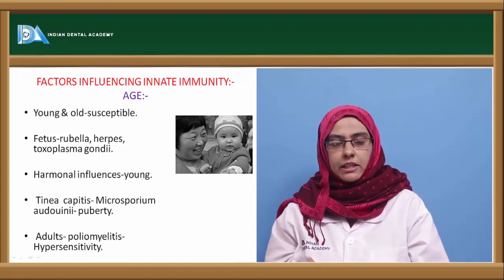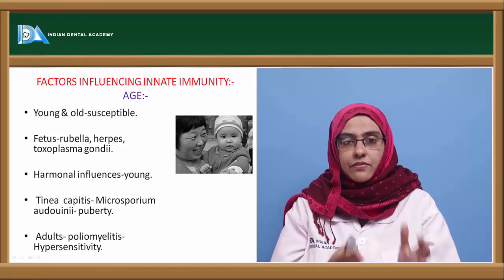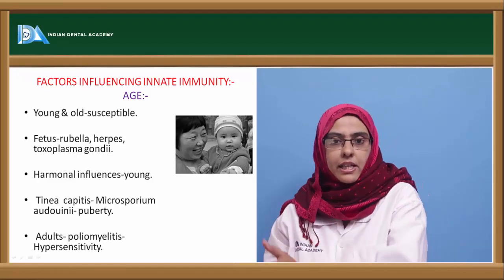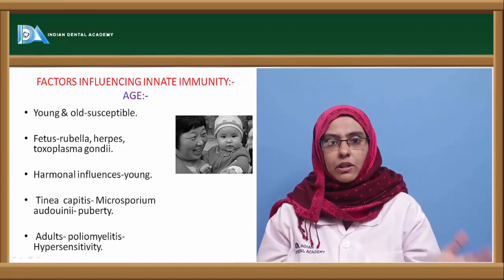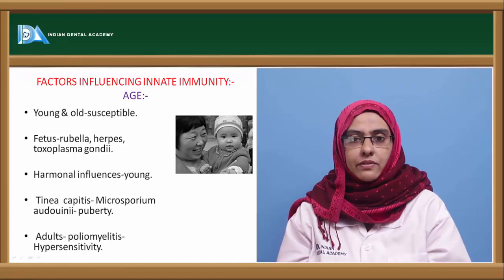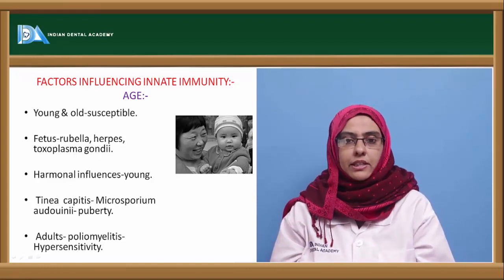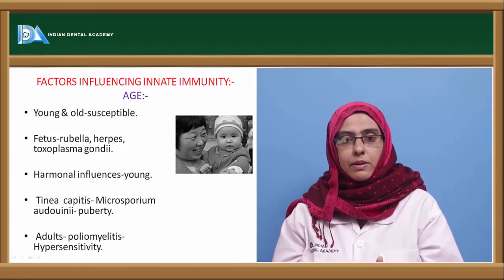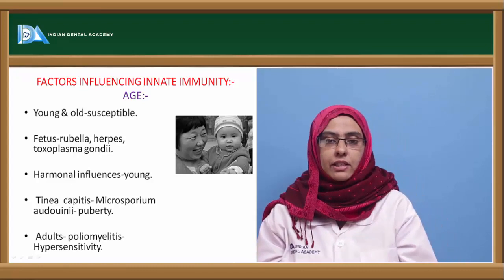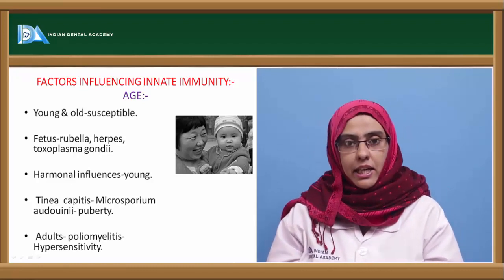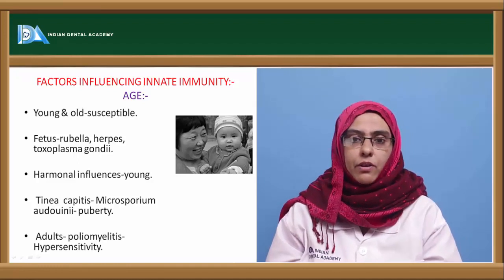Now let us go through the ages. First I will deal with the fetus, then the young, then adult and then the old. First with the fetus, the organisms which have the ability to cross the placenta and cause infection in the fetus are rubella, herpes, Toxoplasma gondii, etc. They have the ability to cross the placenta and cause infection in the fetus, and the affected fetus can either die or be born stillborn or with different types of deformities.